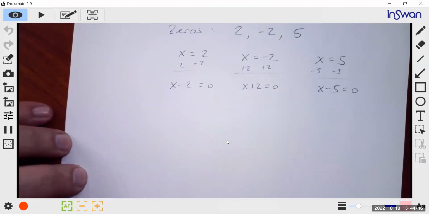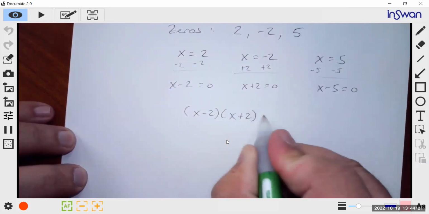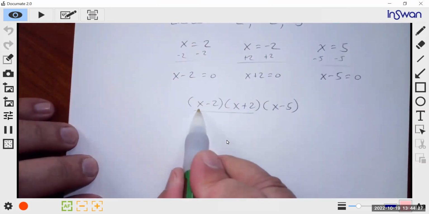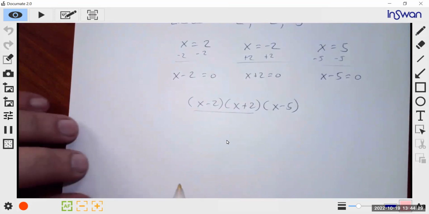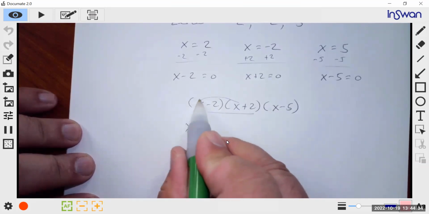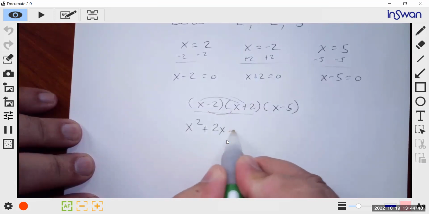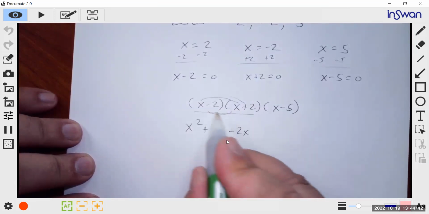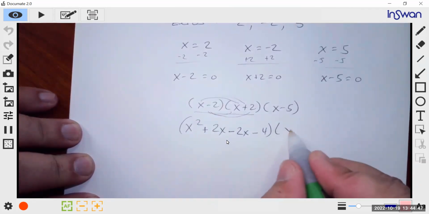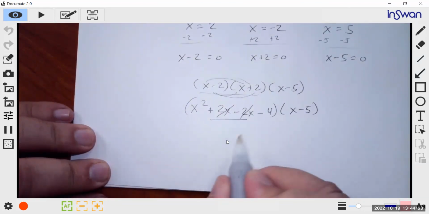Then multiply them all together. Let's do these two. X times x is x squared. Positive, positive is positive, 2x. Negative, positive is negative, 2x. Negative, positive is negative. 2 times 2 is 4. Combine like terms. These two cancel.